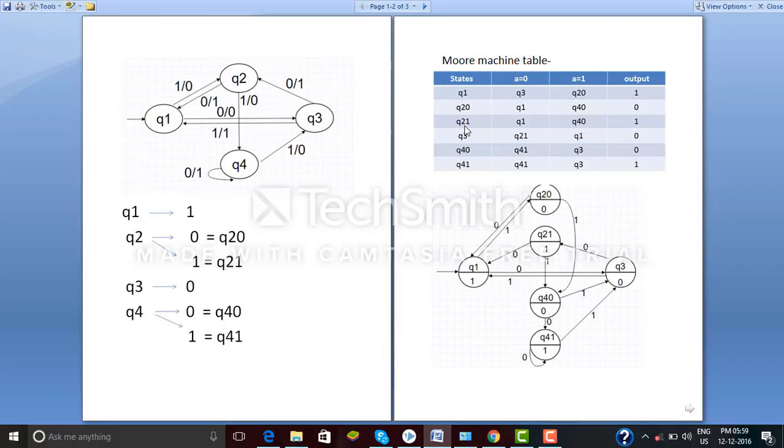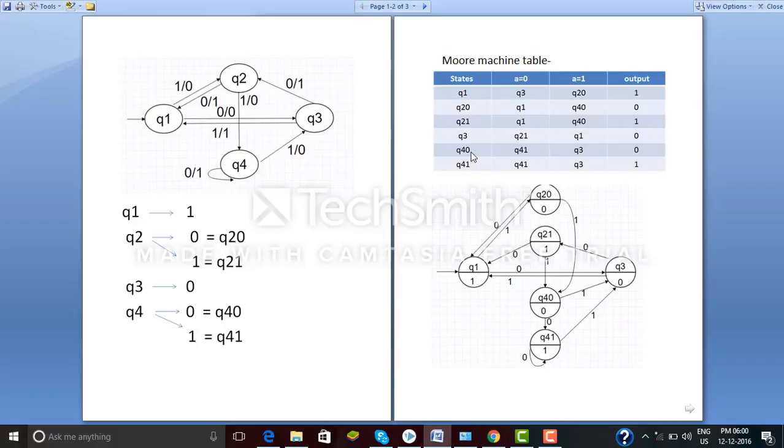If we are in the Q2 1 state, it goes towards the Q1 state with input 0. So we draw this line. If we give input 1, it goes towards Q4 0. So we draw this line. Now on the Q3 state, by giving input 0, it goes to the Q2 1 state. So we draw this line towards Q2 1. Then by giving input 1, it goes towards Q1.